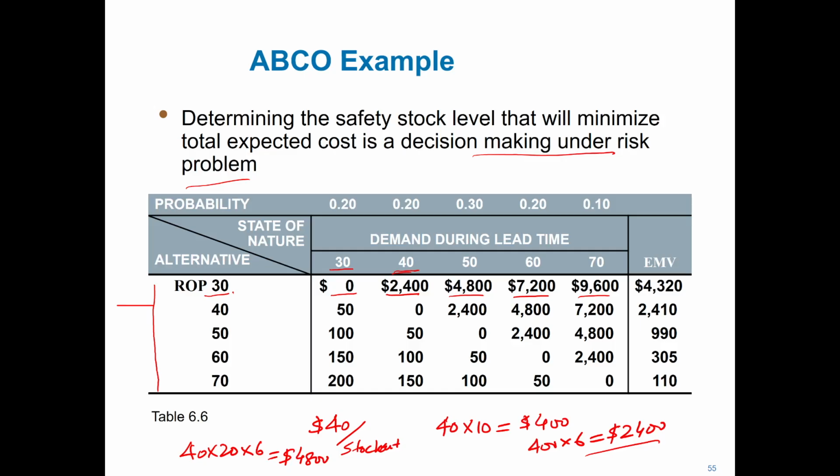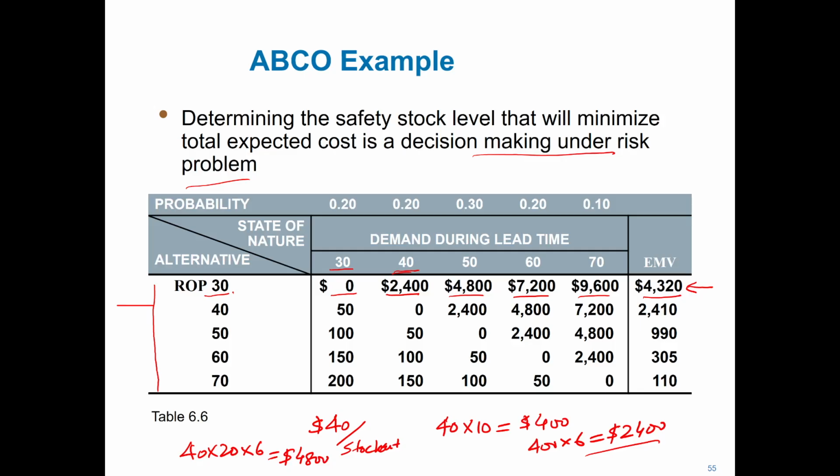Now, how do we get 4,320 expected monetary value? Just multiply this number here, 0 multiplied by a probability of 0.2 plus 2,400 multiplied by 0.2 plus 4,800 multiplied by 0.3 plus 7,200 multiplied by 0.2 and 9,600 multiplied by 0.1, and we get the expected monetary value. You have learned these things in decision analysis, how to calculate the expected value. So this is just the multiplication of these costs into probability, and we get the expected value.